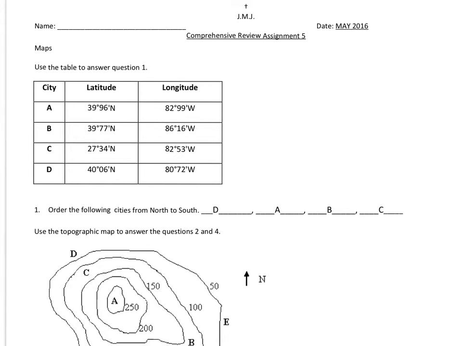Good. This assignment's not too difficult. It just asks you to put them in order from north to south. So I took it as start at the pole, work down. So you should have D, A, B, and C. Just look at what the latitude is, and you'll see that the highest latitude, 40 degrees and 6 minutes. Remember that degrees are broken up into minutes. That would be the highest of your choices.